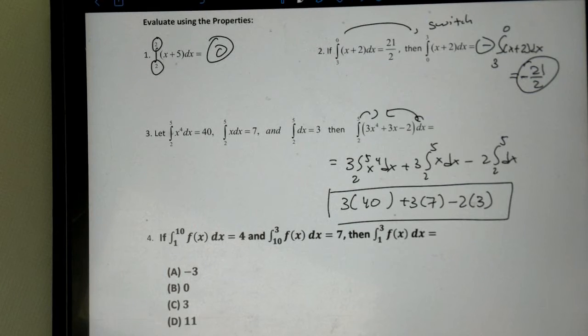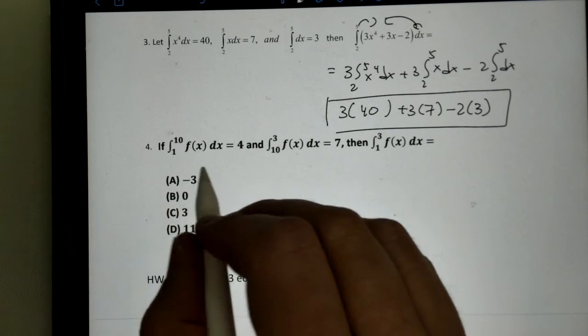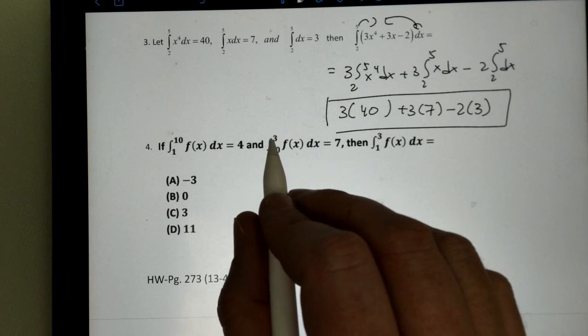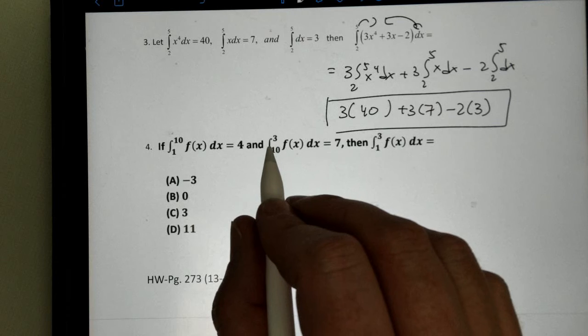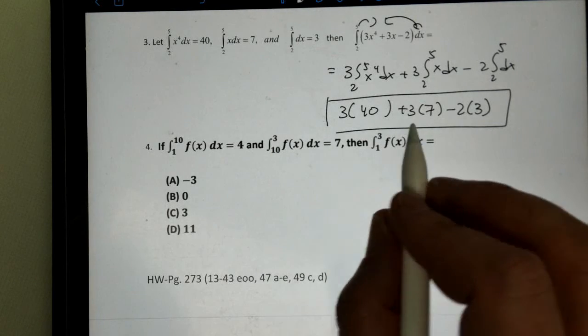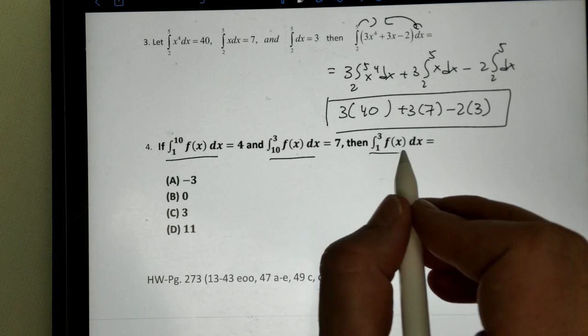There we go. And here's an AP question for you. Here they tell us the area of f of x from 1 to 10 is 4. From 10 to 3 is 7. And then from 1 to 3, they want to know what the area from 1 to 3 is. So I know the entire area, but these two are kind of split.